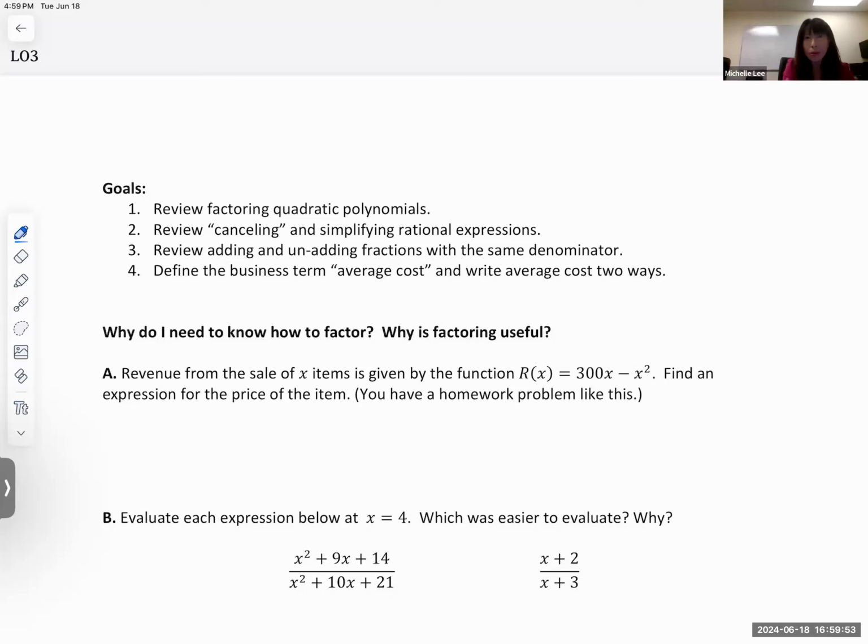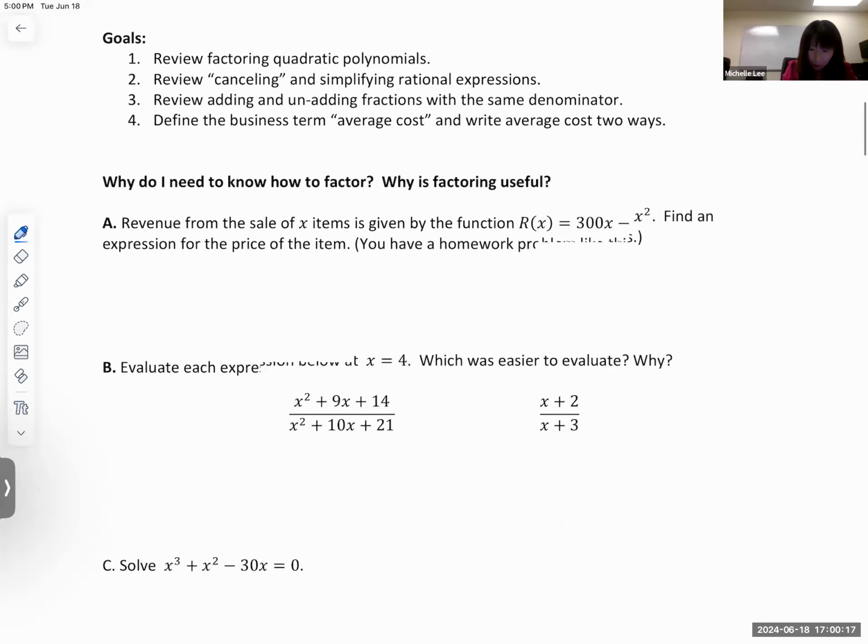This lesson's goals are to review factoring quadratic polynomials, review canceling and simplifying rational expressions, review adding and subtracting fractions with the same denominator, define the business term average cost, and write the average cost two ways.